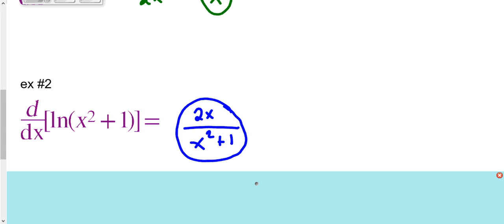There's no simplifying that can happen here because on the bottom we have x squared plus 1. So with the x on the top, we can't cancel that because that would be dividing, and dividing does not undo adding.